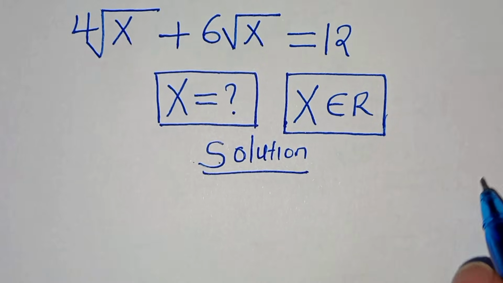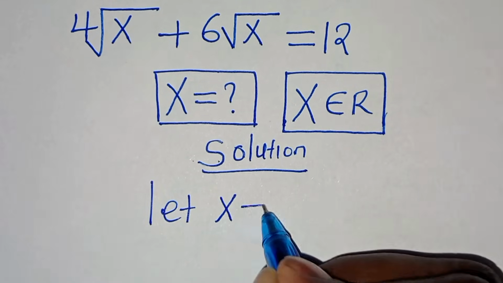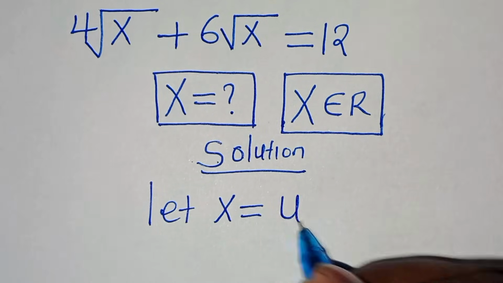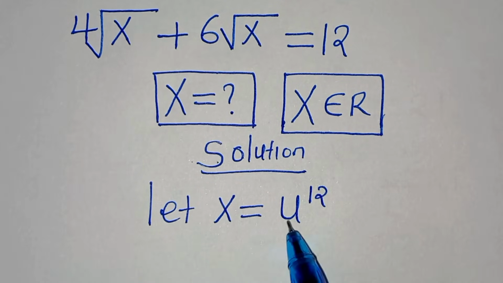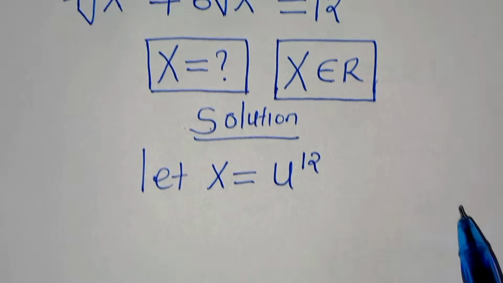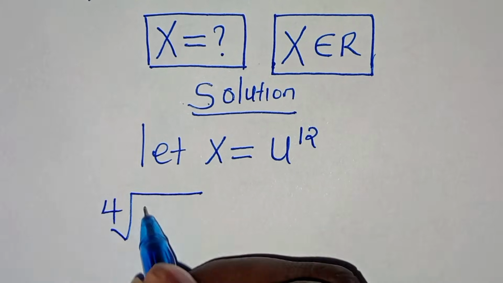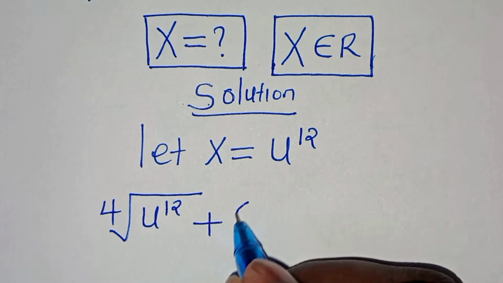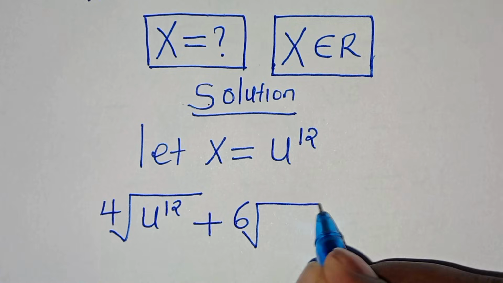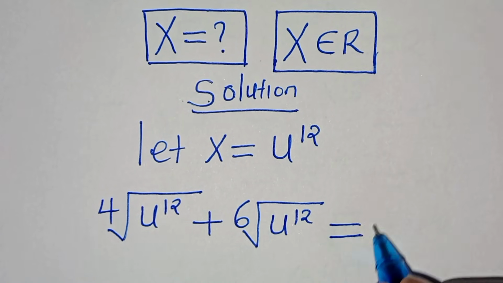The first step to do here, we can let x be equal to u to the power of 12. So let's substitute x with u to the power of 12 so that now we have the fourth root of u to the power of 12, then plus the sixth root of u to the power of 12. This is equal to 12.